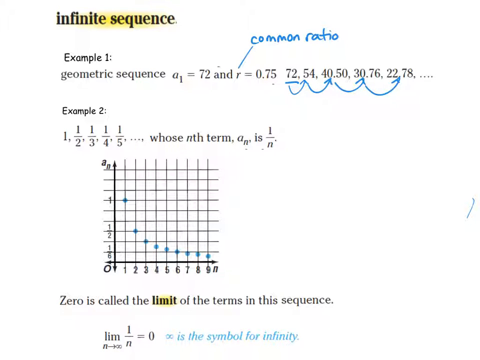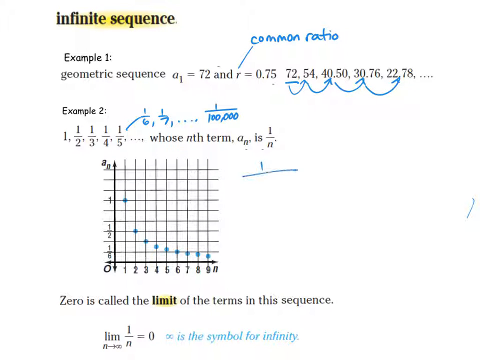In example 2, our pattern would continue. We would have 1/6, 1/7, all the way up to whatever it is we're trying to find. And of course it could be huge, or really small, I should say, whose nth term, a sub n, is 1 over n.